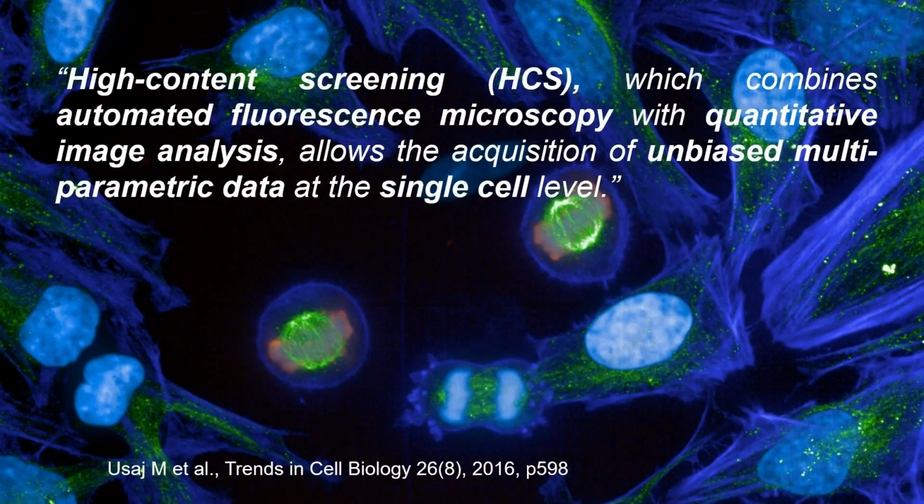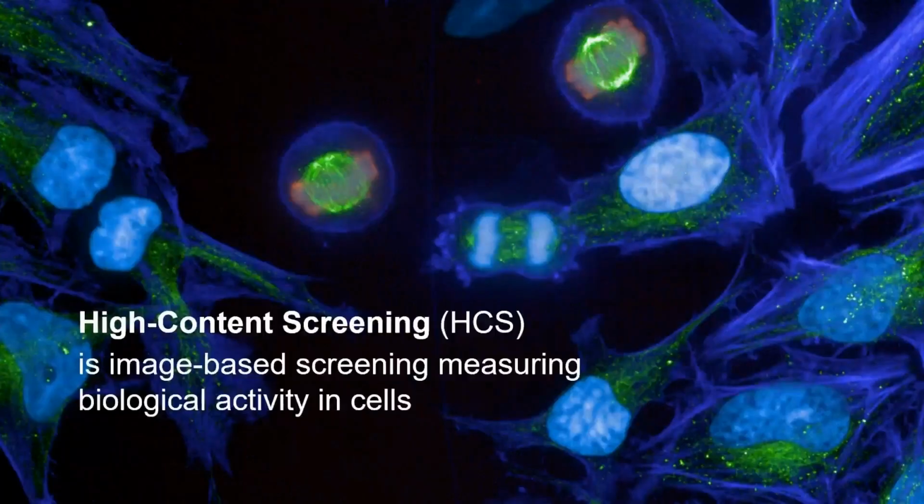Shown here is actually a quote from the review on high content screening article. High content screening combines the use of automated fluorescent microscopy with quantitative image analysis, and this allows acquisition of unbiased multi-parametric data at a single cell level. For those of you who are not familiar with high content imaging or high content screening, basically it can be defined as we are using an image-based screening method to measure the biological activities in cells.